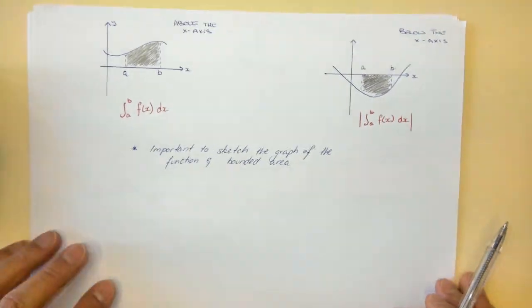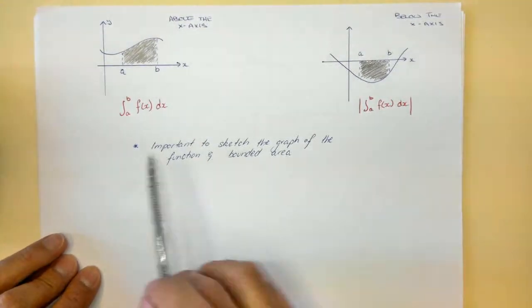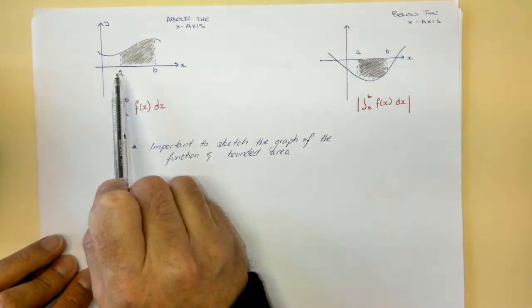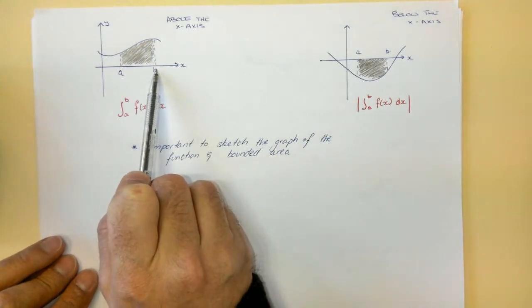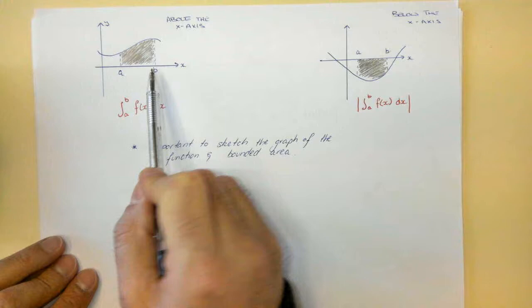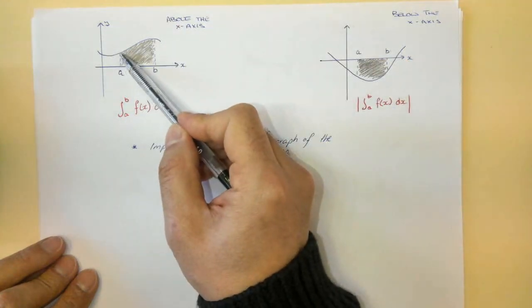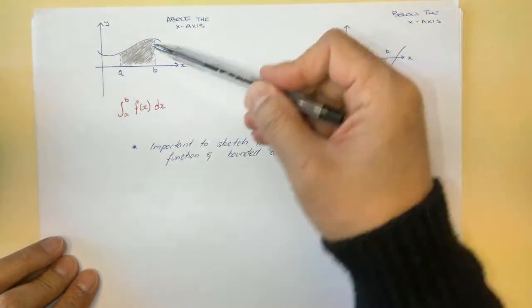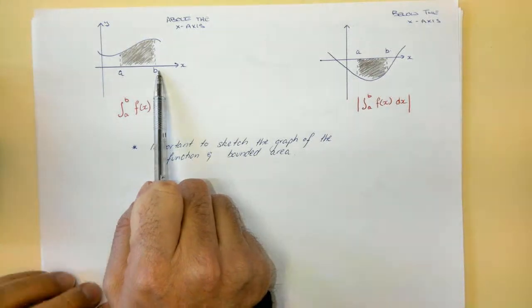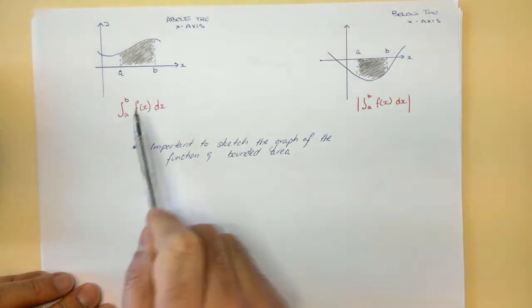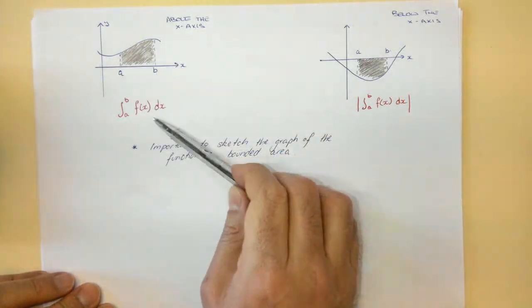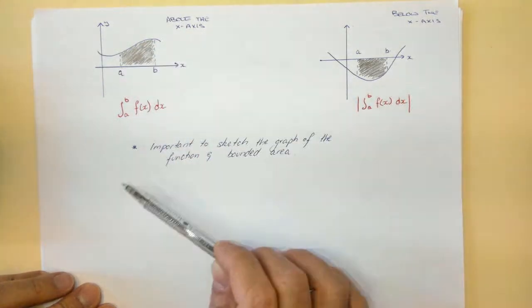Okay. When we want to calculate the area above the x-axis, from the point A to B, the area under the curve, the x-axis, and between A and B, we want to find the integral from A to B of the function dx.